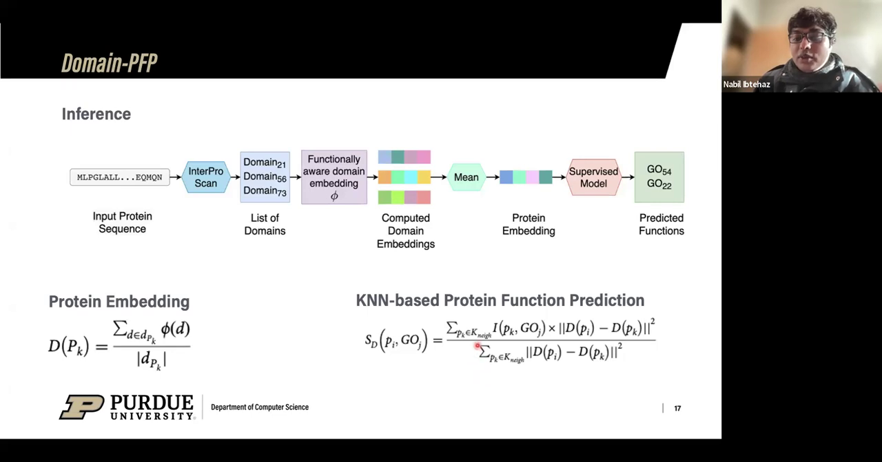From the neighbors, we pick a protein, then we see if this particular GO term is present in that protein or not. If it's present, this identity function is 1, otherwise it's 0, and then we just multiply with the Euclidean distance in the vector space, and we also normalize it. So this is just a straightforward KNN for protein function prediction using our embedding.